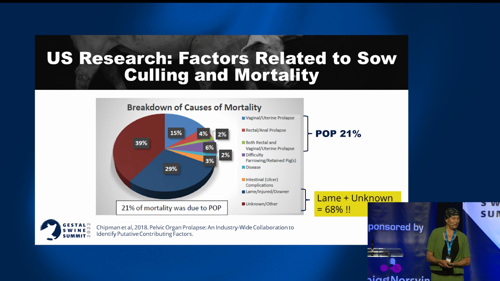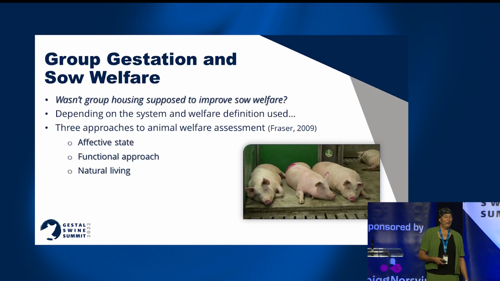And certainly, we recognize pelvic organ prolapse is an increasing problem, but it's only one piece of the puzzle. So welfare and group housing, certainly that was always the idea. We were going to get out and move sows out of stalls. Consumers are demanding it. Retailers are demanding it. Is it going to improve sow welfare?